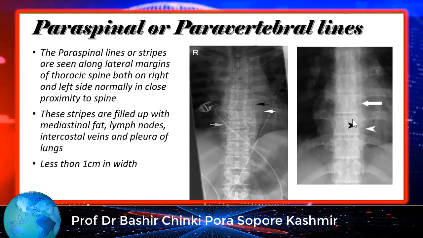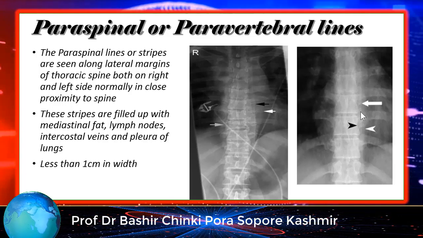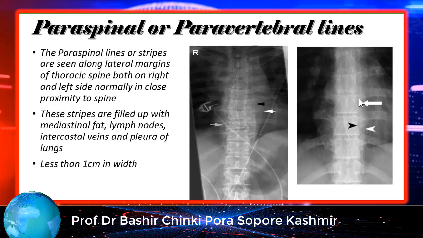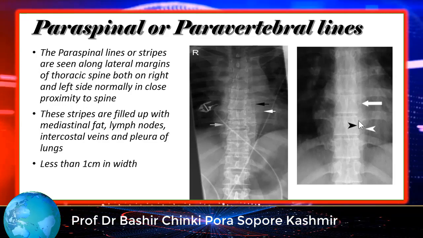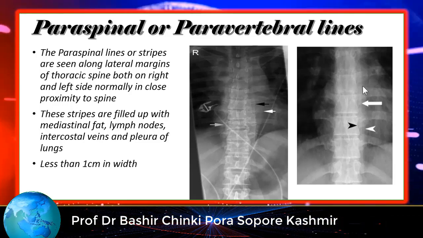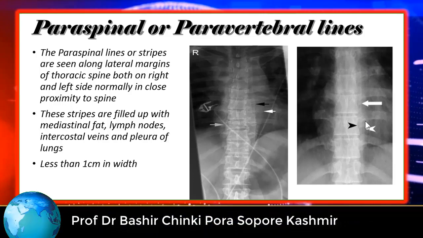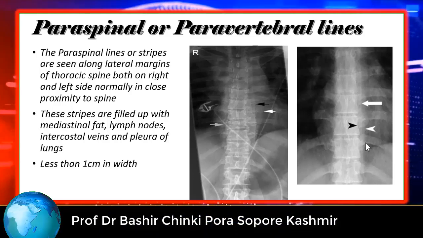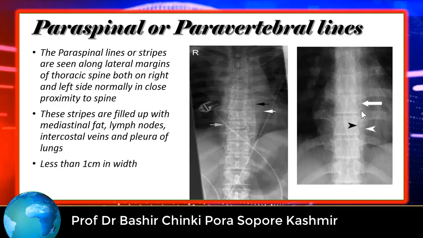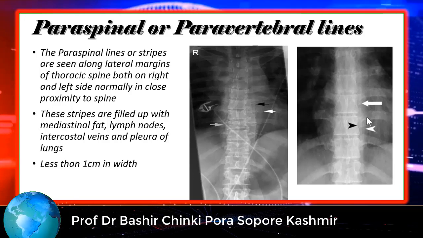So the thickness of this depends upon the fat. So in obese people, we see this paravertebral line very clearly. Now if you see lateral to this paravertebral line, you see another shadow coming downwards, and this shadow is the aortic shadow. So this shadow, which is lateral to the paravertebral line, is the aortic shadow.